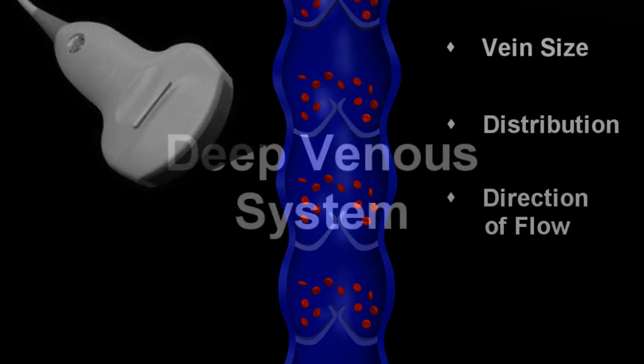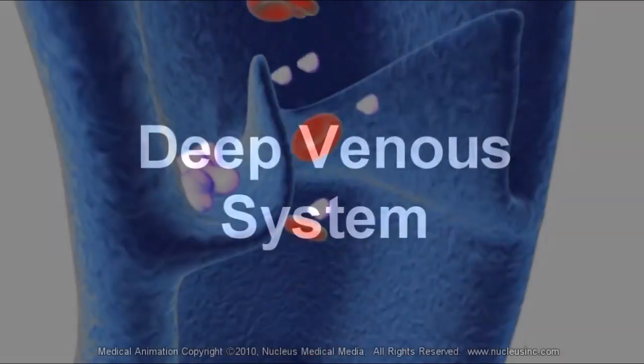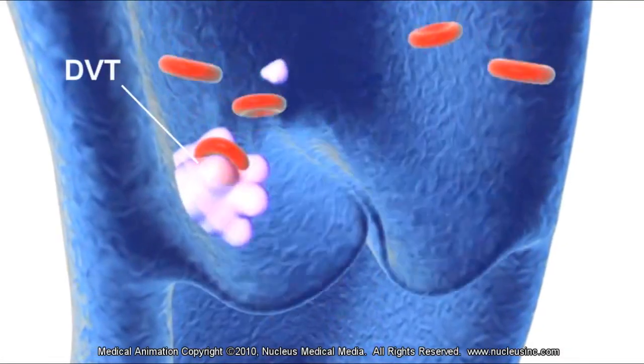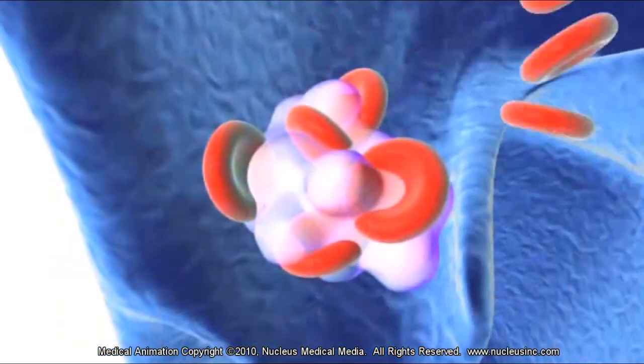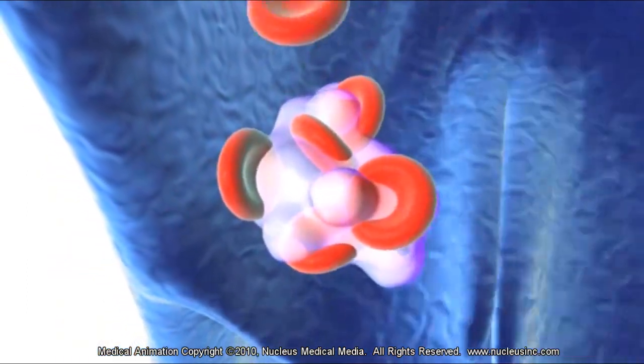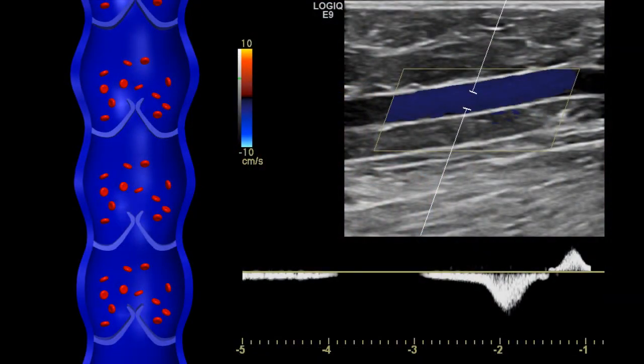We first evaluate the deep system to ensure there are no deep venous clots. Occlusion of the deep system precludes treatment of the superficial venous system since we need at least one open channel to drain the legs. We then use a Doppler ultrasound to evaluate the direction of flow.